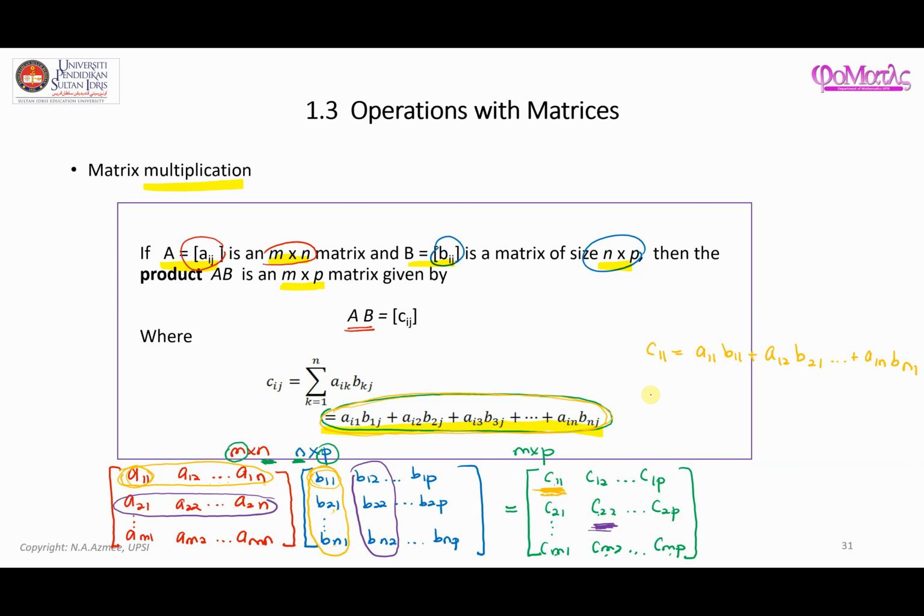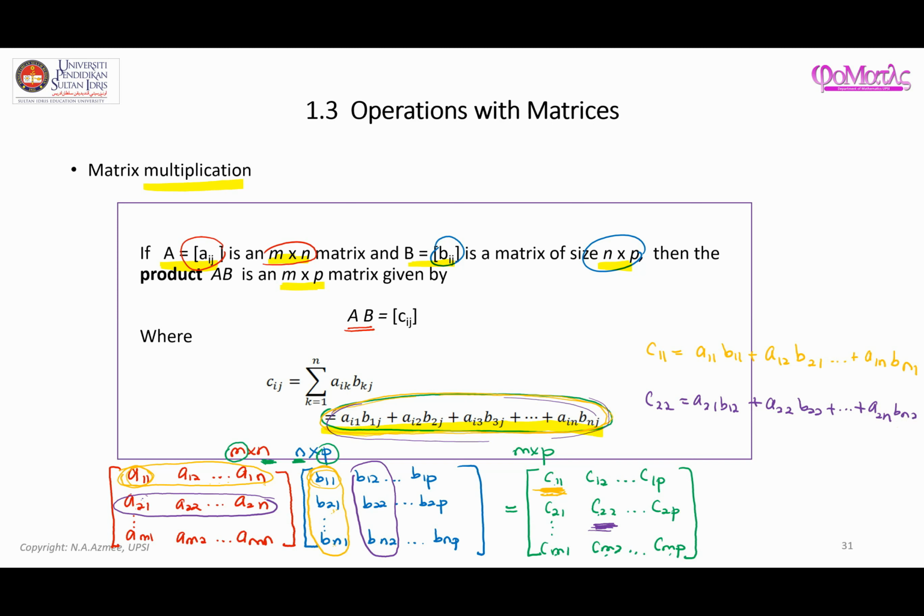So here we have C22, which can be obtained if you consider A21, the first element here, multiplied with the first element right here. So we have A21 times B12 plus A22 times B22, and then you go on in this similar fashion until the last item: A2n times Bn2. All of this is generally expressed using the formula given here.